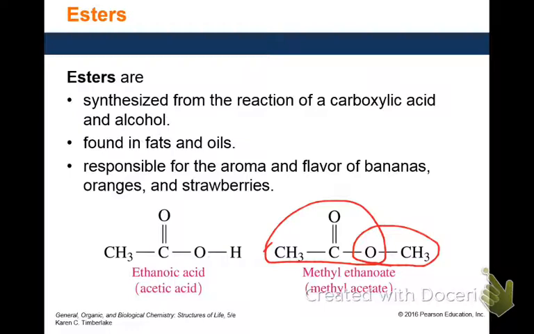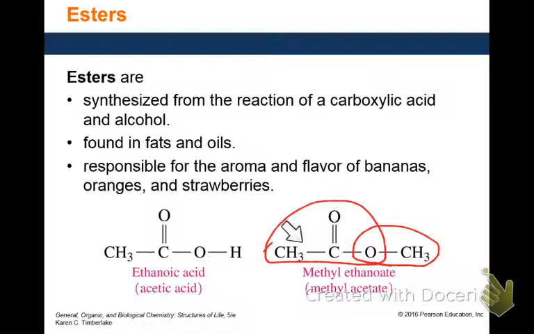But you'll notice if I took ethanoic acid and combined it with methanol. Now, why did I say methanol? Because this has a CH3 group on it. I could make methyl ethanoate. This is an ester of ethanoic acid.